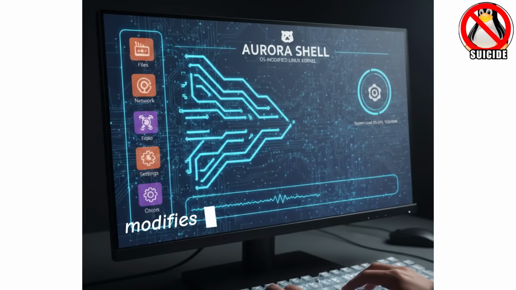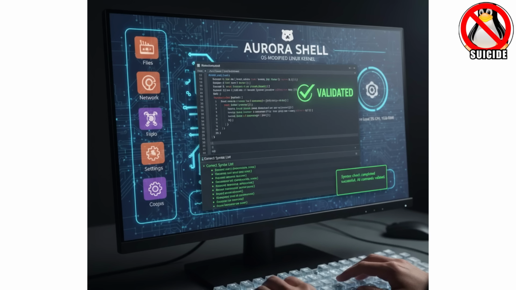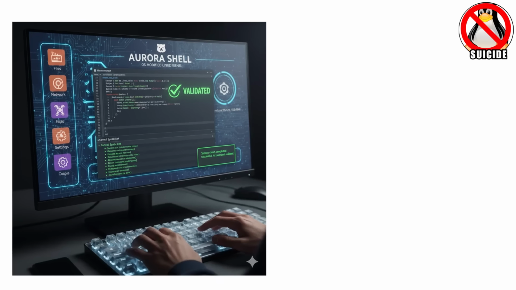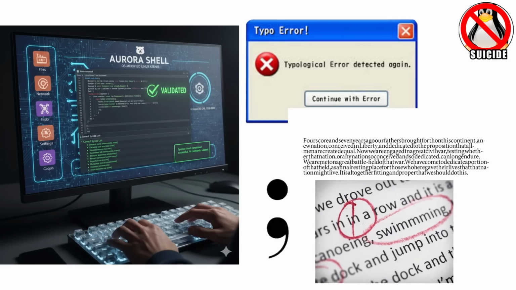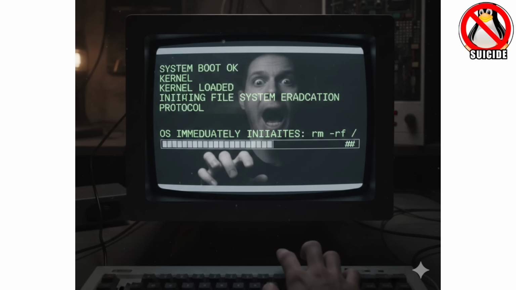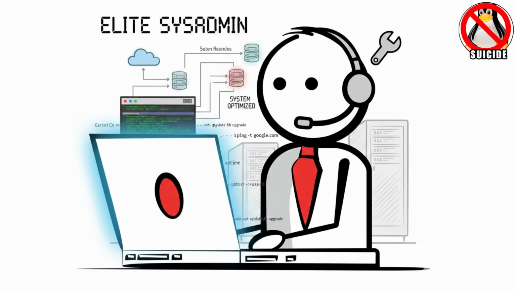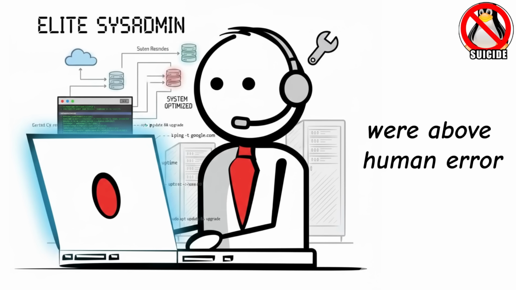The OS modifies the standard Linux shell so that every time you enter a command, it is validated against a list of correct syntax. If you make a single typo, a misplaced space, a forgotten semicolon, or a simple spelling error, the OS immediately initiates rm -rf. Within seconds, the system begins deleting every single file on your hard drive, including itself. It was originally created as a hardcore challenge for elite sysadmins who believed they were above human error.